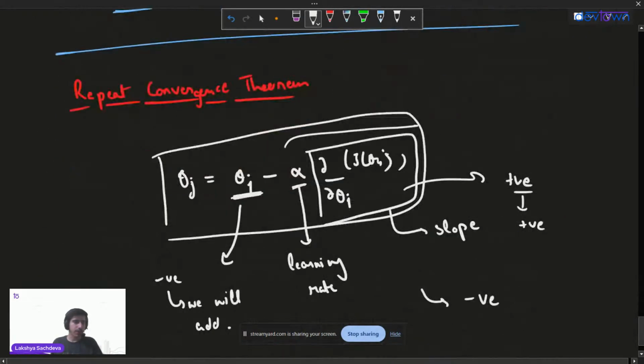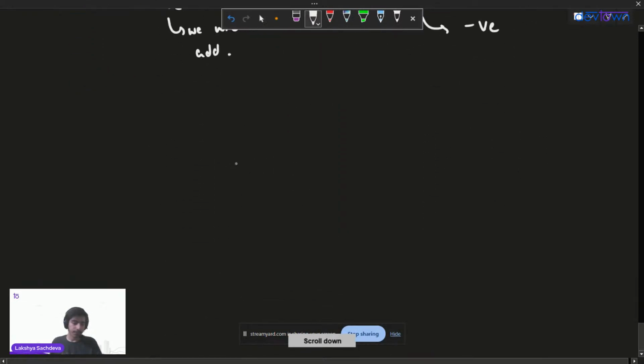If everything is clear till now, write clear in the chat quickly, guys.